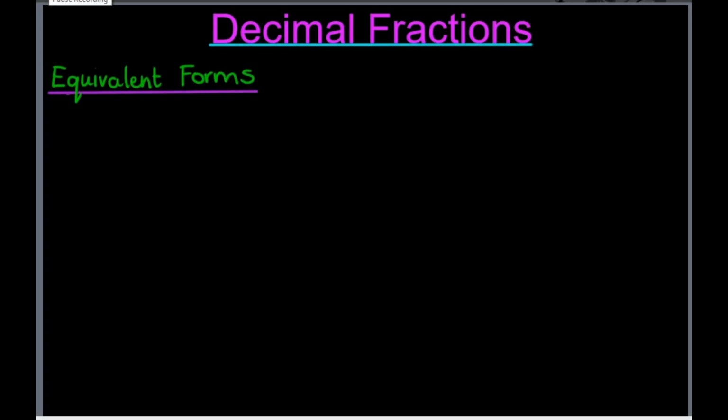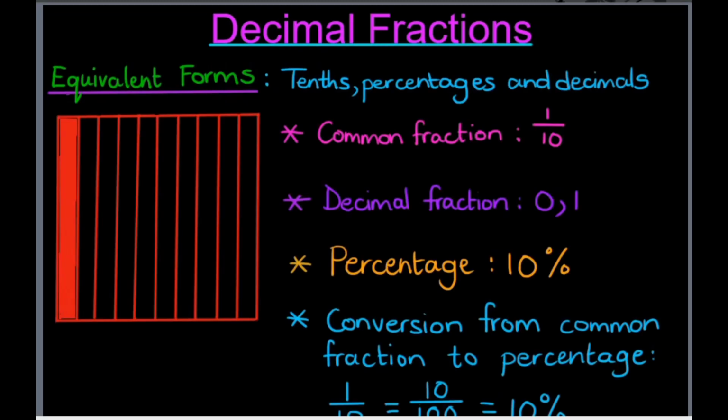Today we'll be going through the last part of our series on decimal fractions, and we'll be focusing on the equivalent forms of fractions. The first group that we have are the tenths, percentages, and decimals. As you can see here in this grid, we have a depiction of what a tenth looks like. There are 10 bars and one has been shaded in. That gives us what a tenth of these bars look like.